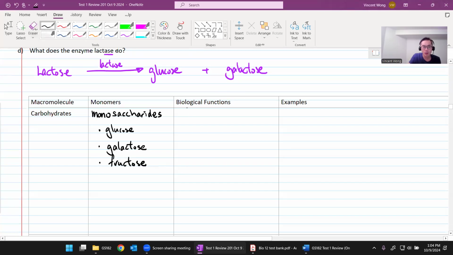So biological functions, right? I'll actually do the examples and the biological function together, okay? So for example, glucose is the main fuel for cellular respiration. That's for producing energy.